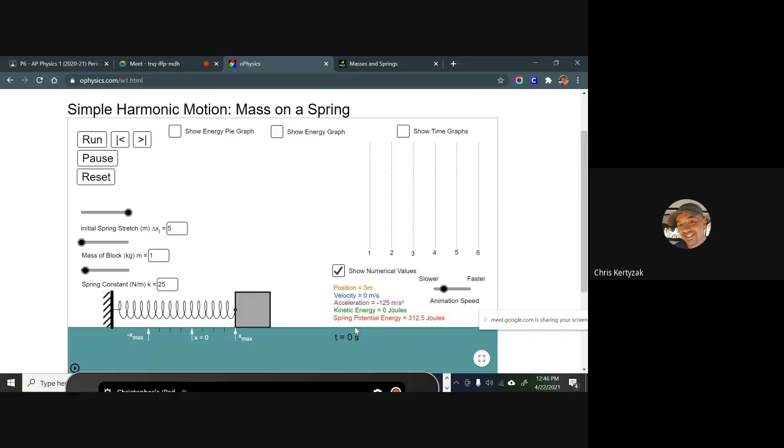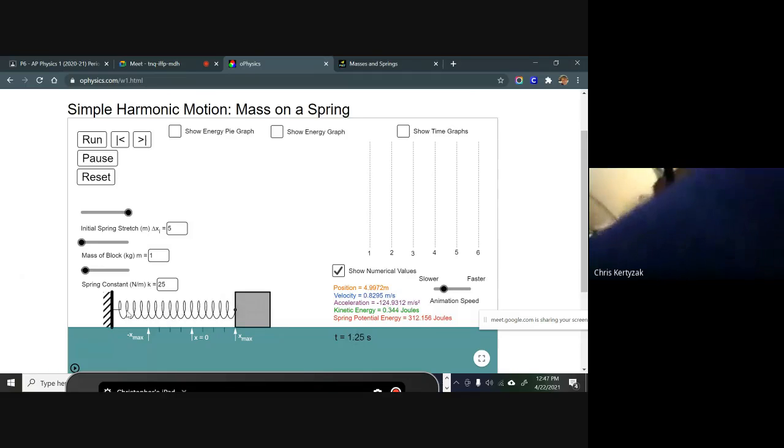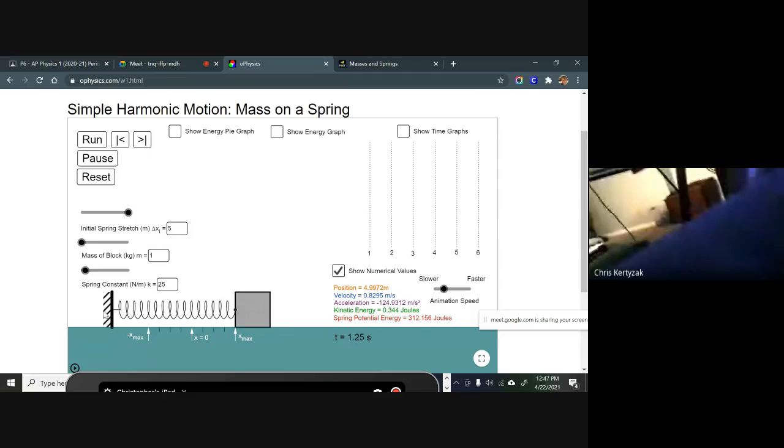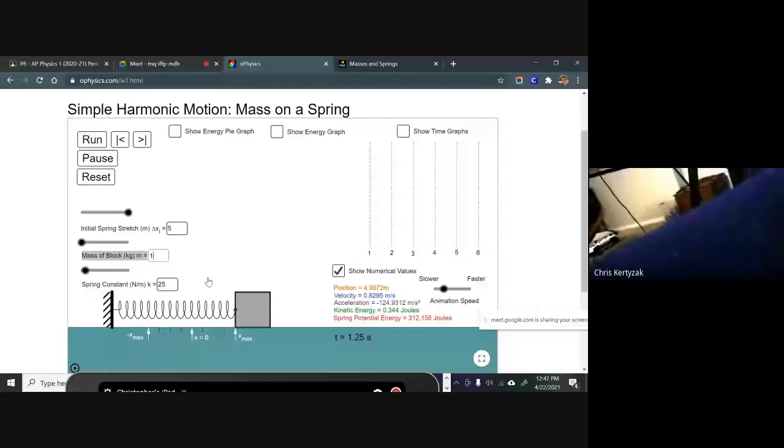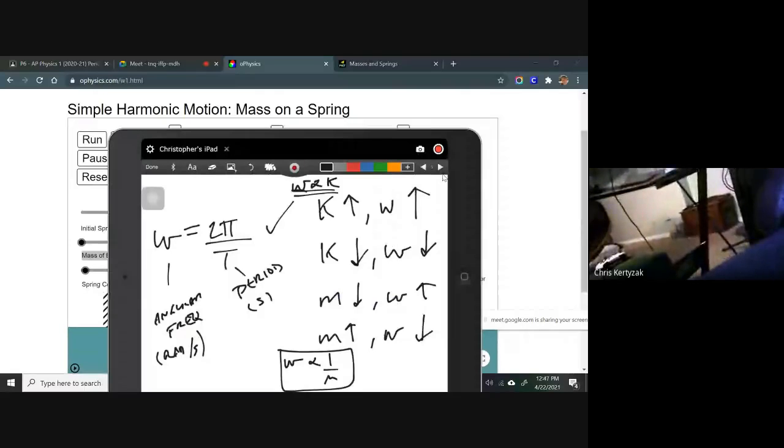So 0 seconds. Let's play one, run. 1.25 seconds. So I'm getting a period of 1.25 seconds. That's how long it took to go all the way there. Let's just write that down: trial 1 with 1 kilogram of mass and 1.25 seconds.